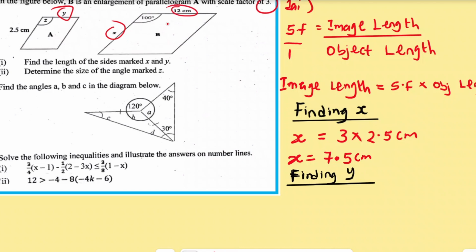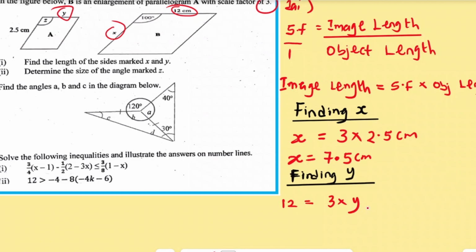So you have seen that this time, the image length has been given, but the object length we don't have. So we are still going to use this formula. Image length is equal to scale factor times object length. So now the image length from this, we have 12. So that's going to be 12 equal to scale factor, which is 3, times the object length, which in this case is Y. So times Y.